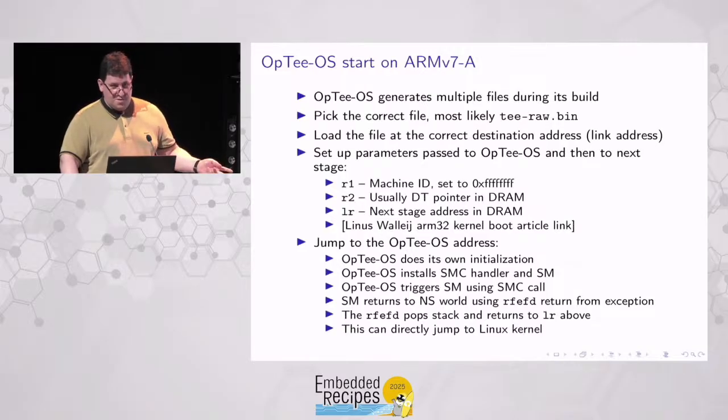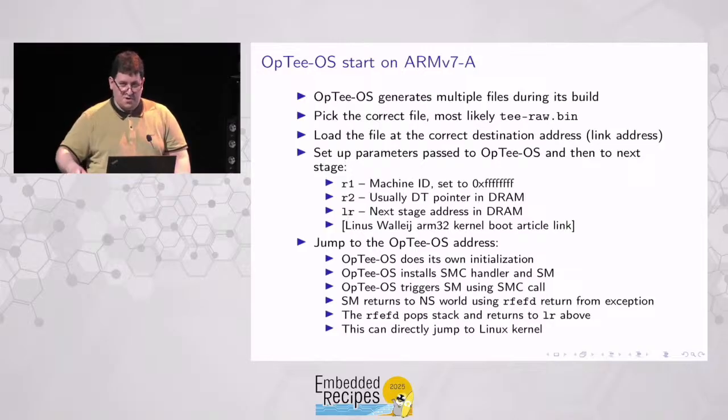There are 2 registers which have to be 0, CPU registers R0 and R3. R1 and R2 are passed through to the software that runs after OP-TEE OS, and the link register has to be set as well, because the link register points to the next stage to which OP-TEE OS actually returns.